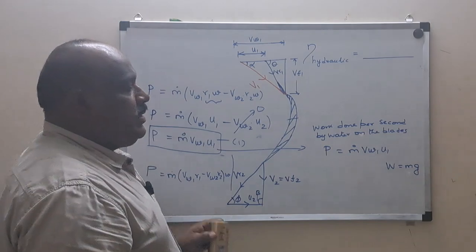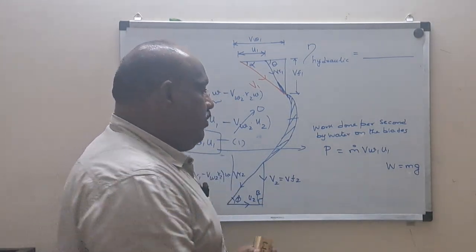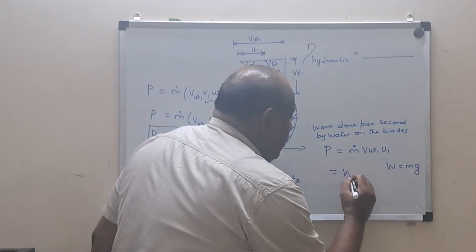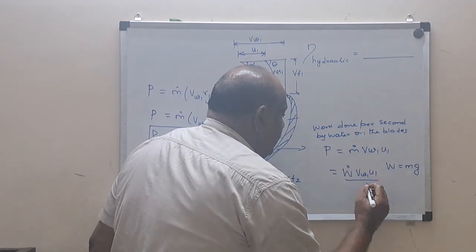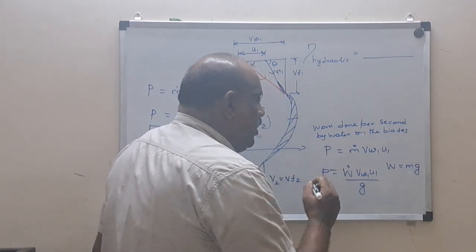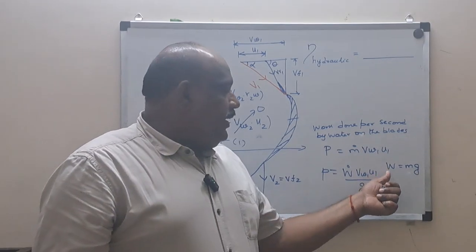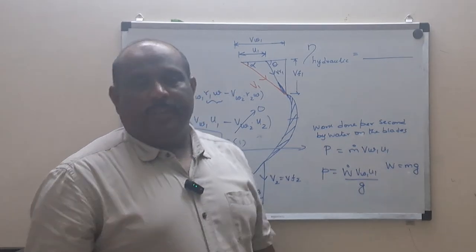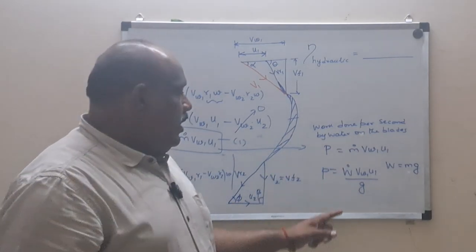What is the weight and mass? Weight equals mass into gravity. So mass will be equal to W by g, which means it will become W dot Vw1 U1 by g. What is W dot? It is not the weight, it is the weight per unit time. So we want to carry on this dot also here. So W dot Vw1 U1 by g.